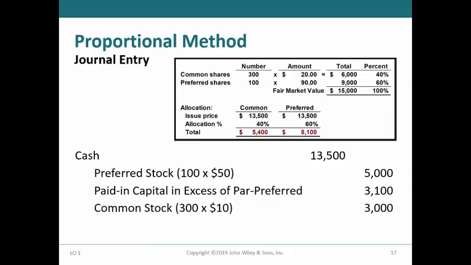Common stock would be credited for the par value of the common stock of $3,000, and the difference, $2,400, between the amount allocated to the common shares of $5,400 and the par value of $3,000 would be credited to paid in capital in excess of par common.